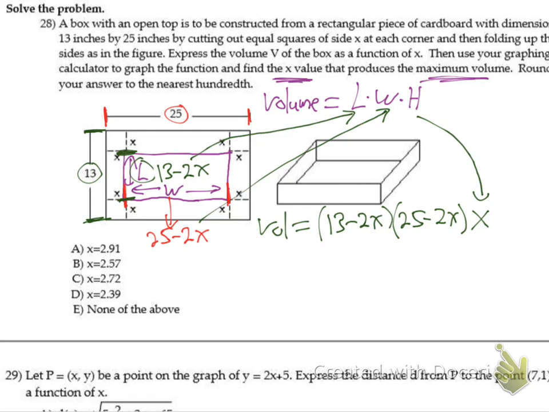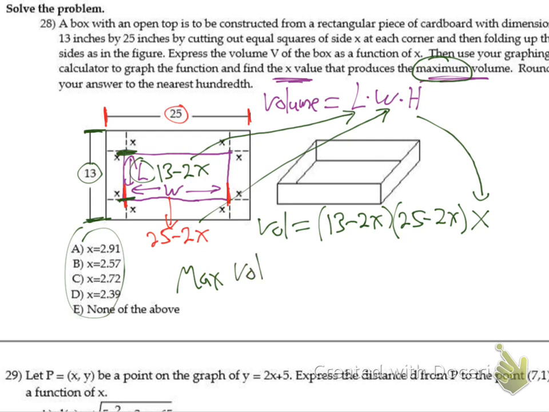Now, what am I supposed to do with it? I don't have to FOIL it or gather like terms. You don't have to do any of that. Why? Because look at the answers. They just want the final answer for x. I'm supposed to find the maximum. So how can you find max volume?